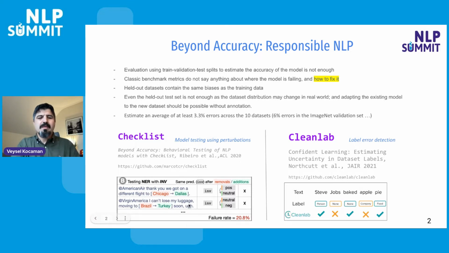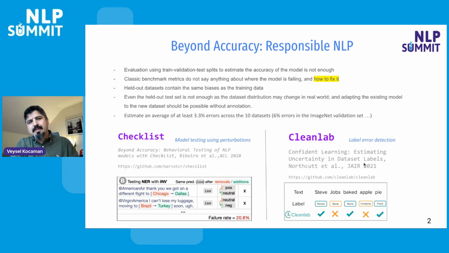For example, one assumption is that given a sentiment model, changing one entity in that phrase shouldn't change the sentiment classification of the model. For example, Chicago to Dallas shouldn't change this review from positive to neutral, right? And the same for Brazil to Turkey. So if we can apply certain perturbations to our test set and run our models again, we can find the weaknesses or vulnerabilities against all these perturbations using this technique.